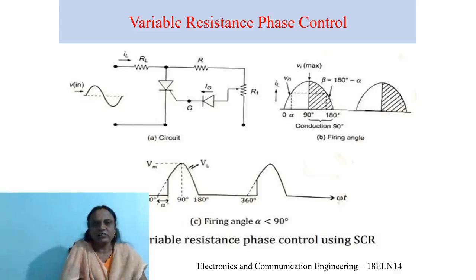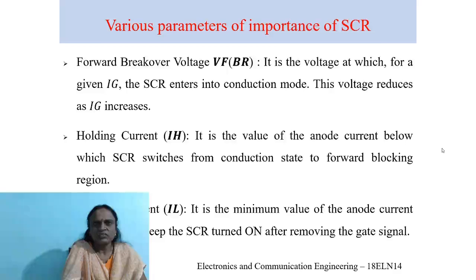So we have seen how one of the applications of an SCR is variable resistance phase control, and how the SCR can be used in this concept. This operation of the circuit is also known as half wave variable resistance phase control, because only for the positive half cycle of the input we are going to get the output graph. Moving on further, we are going to see the various parameters of importance of an SCR.